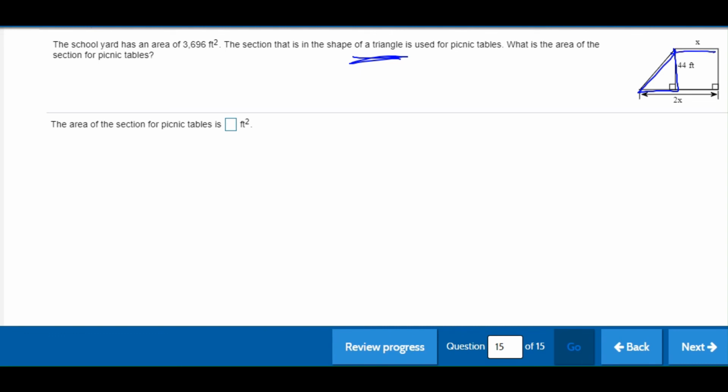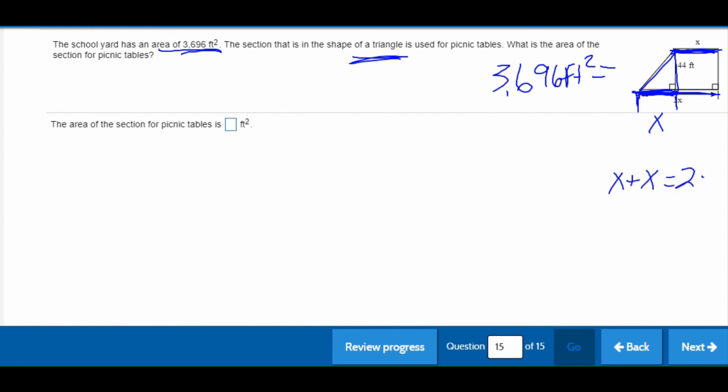So if x is the length right here, so we have the total area of both of them together is equivalent to 3,696 feet squared. Now, if you think about this, this length right here is x, and this length right here is a unit, but we don't know what x is, and you don't even need to know what x is. But you can figure it out. So if you look here, this is x, and this is x, and this down here is 2x. This right here must be the same as that, because x plus x is equivalent to 2x, right? So that's how we ended up with 2x down here.